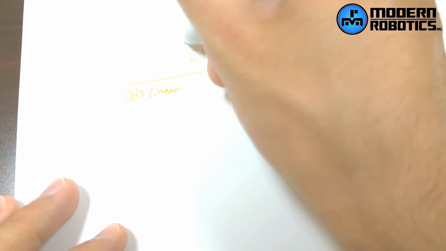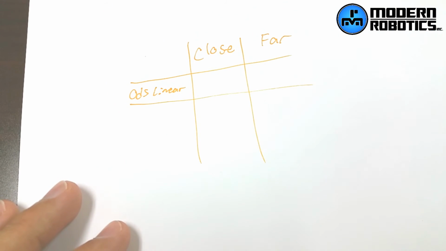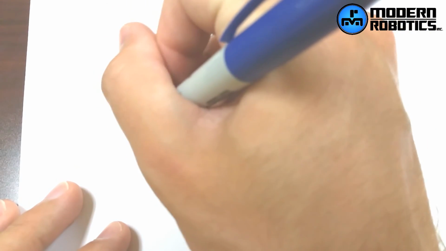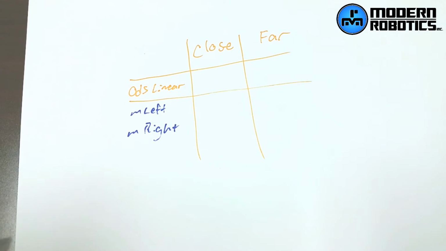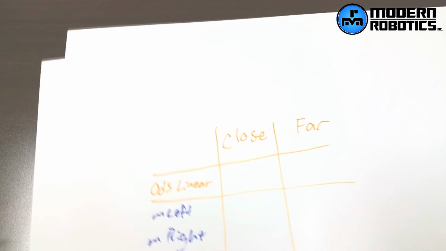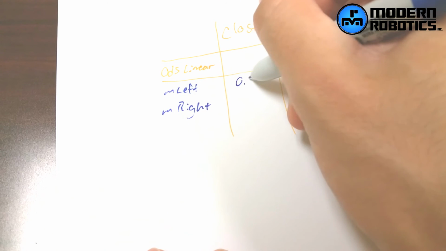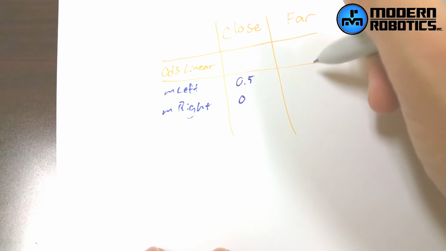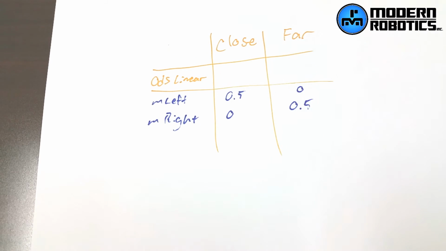ODS linear, and then we also have our M left and our M right. And the way we want to turn still doesn't change. So if we are on the close side, we still want to go 0.5 and 0. If we're on the far side, we'll still want to go 0 and 0.5.